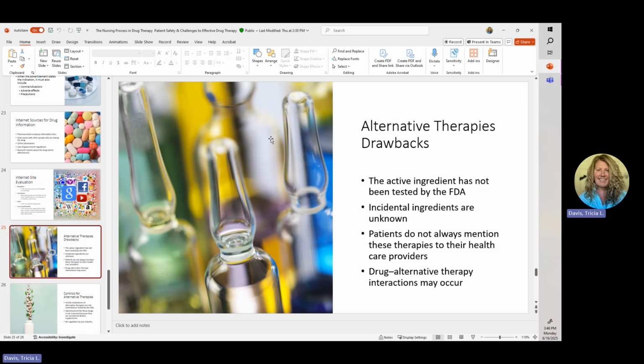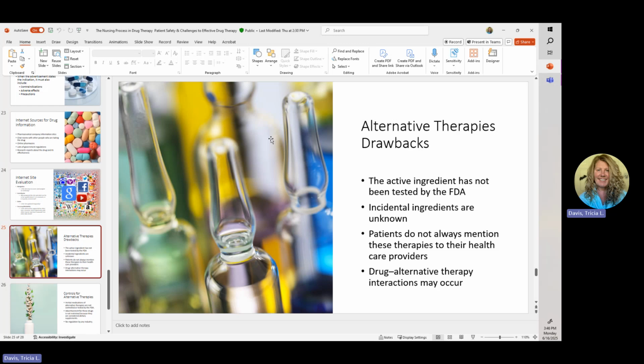When you think about something that's over the counter, we have to understand that the FDA has not done any type of testing on these active ingredients. Okay, so we don't know a lot of the side effects. We don't know how it's going to affect people. There could be also incidental ingredients that are put into these products that no one's ever tested, that we don't know about, and we don't know what the adverse effect is going to be on your patients.